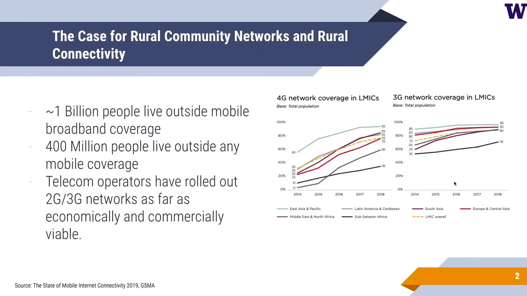So let's dive in. There are approximately 1 billion people today who live outside mobile broadband coverage, and nearly 400 million of these people live outside any mobile coverage. Telecom operators have rolled out 2G and 3G networks as far as they're commercially and economically feasible for them to do worldwide. Therefore, there is this need for improving rural connectivity with networks which are self-sufficient and can be managed by the community.